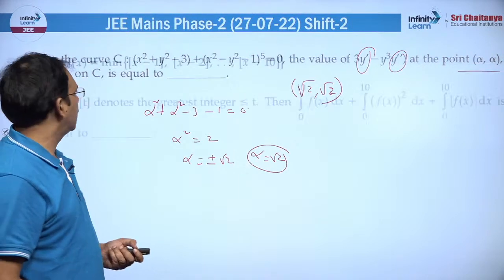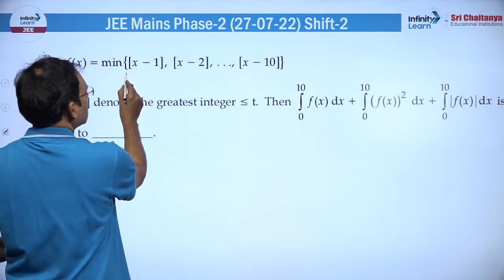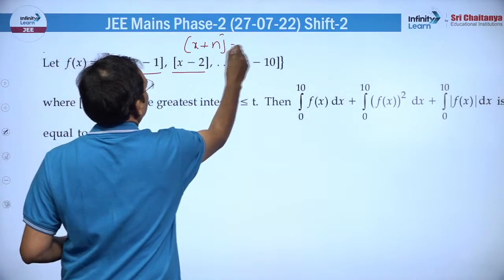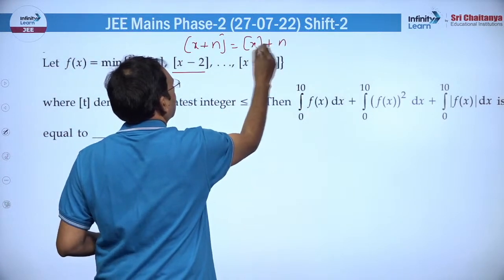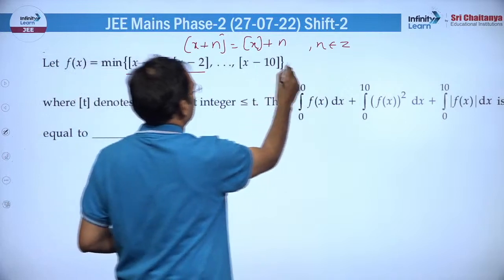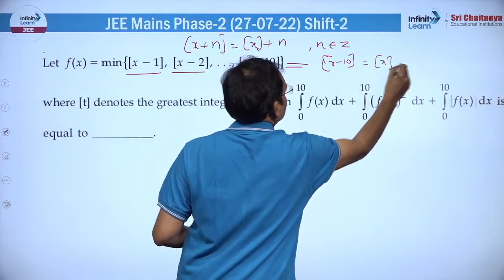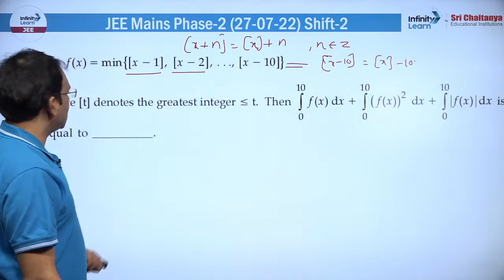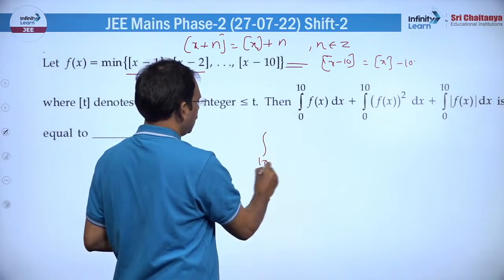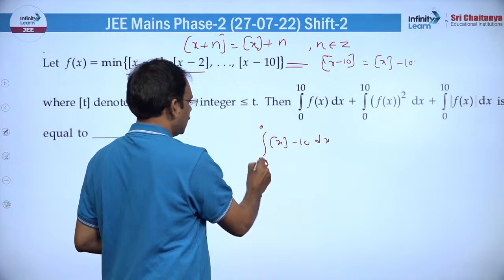Just find the derivatives. Next, you see this particular question, my dear friends. Undoubtedly this is step x minus 1, step x, because these are integers. I think you know step x plus n, you can write step x plus n if n is an integer. So this is step x minus 1, step x minus 2, step x minus 10, its minimum is nothing but step of x minus 10, which is step x minus 10, my dear friends. Now he is just asking integral 0 to 10 f of x dx, which is integral 0 to 10 step x minus 10 dx. It is not that difficult.